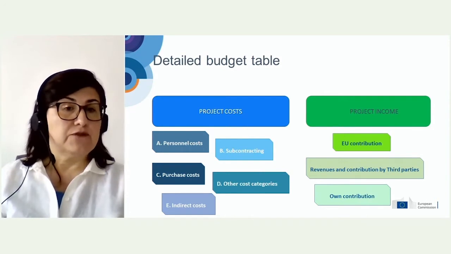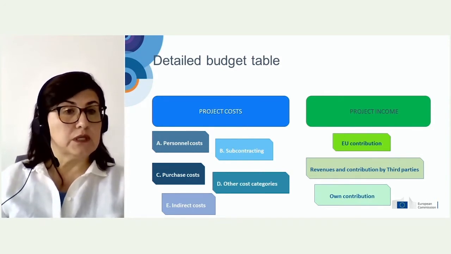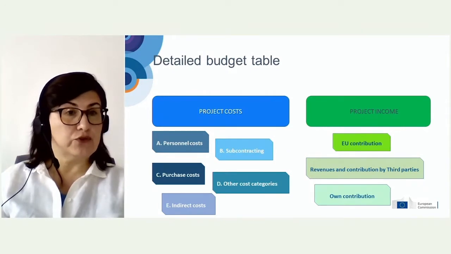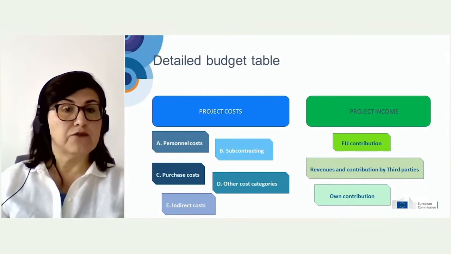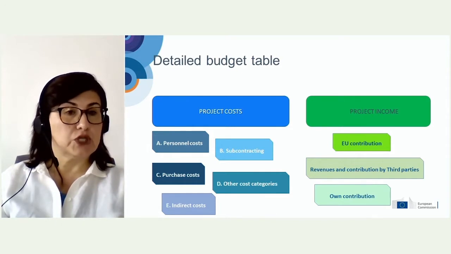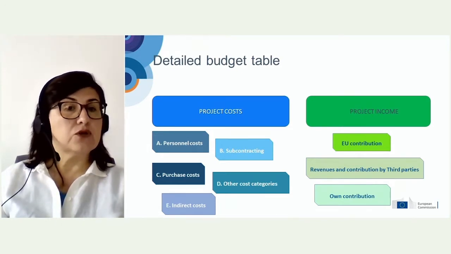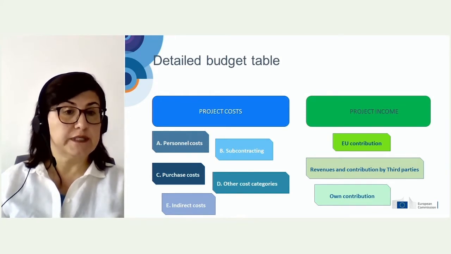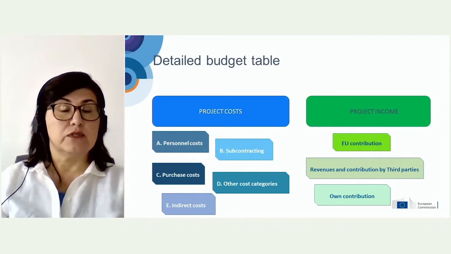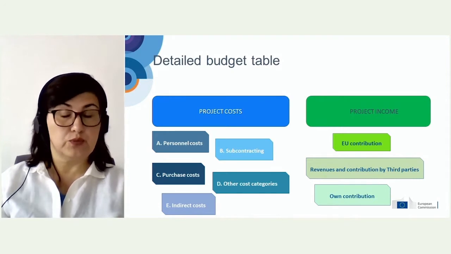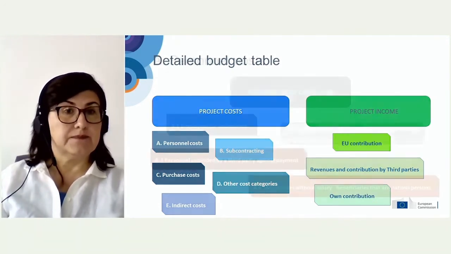The cost categories for your project related to the implementation of your actions are the costs for personnel, for subcontracting, and the costs for the purchase of other goods and services. Other cost categories, in the case of Erasmus for Young Entrepreneurs, are the costs for the financial support for new entrepreneurs, and then the indirect costs, while the income is made up of the grant, the EU contribution, the revenues and contributions that might be provided by third parties, and your own contributions. We will see them in detail.